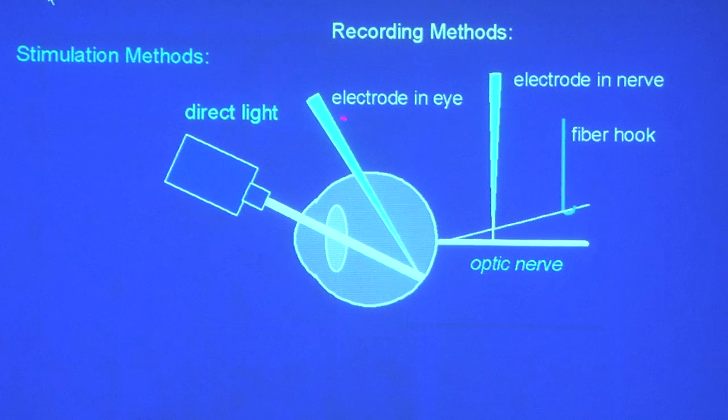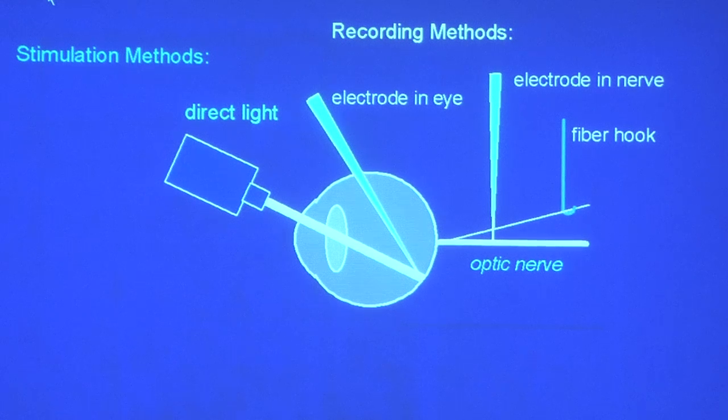A slightly different method, first of all, was to put a microelectrode into the eye. And I've mentioned that to you before. The initial microelectrode was a very fine tube of glass, which was heated and then pulled until the tip was only about a micron in diameter, which enabled you to record from individual cells in the retina or, for that matter, anywhere in the brain.